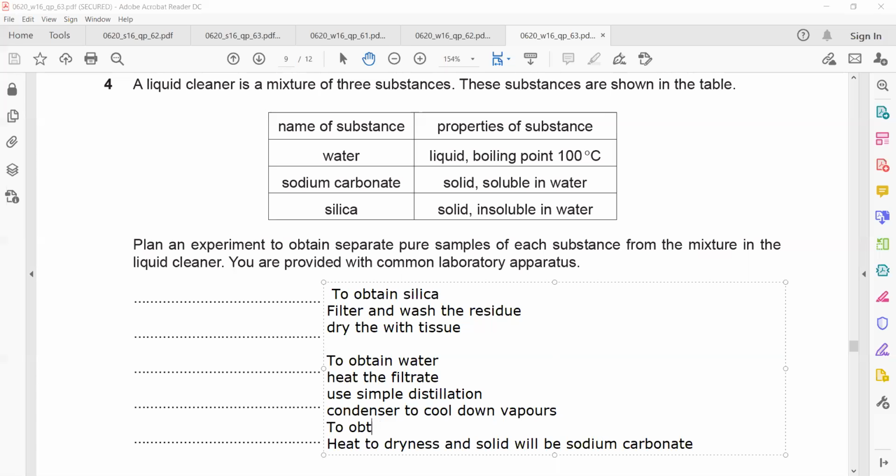Sir, how will we know the boiling point of sodium carbonate? Sodium carbonate is a solid, a soluble salt. Salts have a high melting point. Even if you're supplying heat energy, it won't melt. There are some solids which can decompose on heating at low temperature, but group one salts have a high melting point.